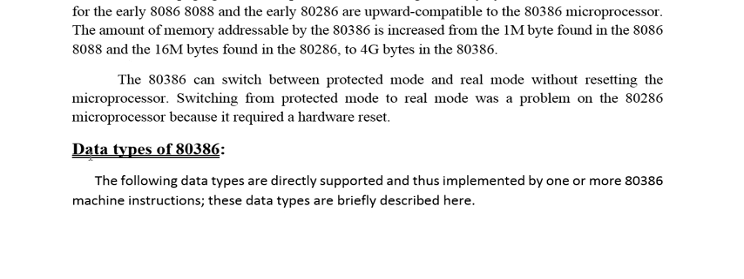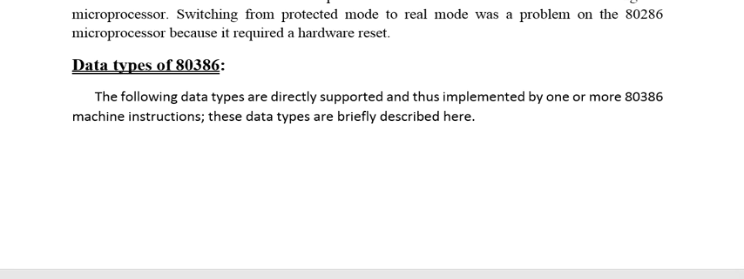Now we will discuss the data types of the 80386 microprocessor. The following data types are directly supported and thus implemented by one or more 80386 machine instructions. These data types are briefly described over here.